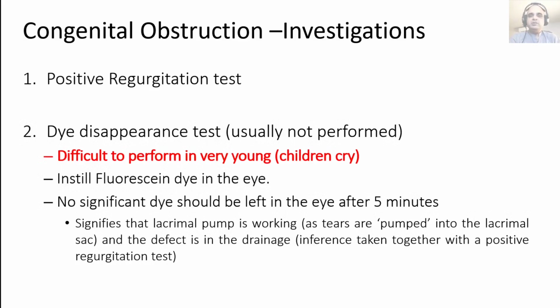The other thing that you can do in order to figure out, is this being caused by an actual block or a lacrimal pump failure? We talked about the lacrimal pump before, as to how it is crucial in pumping all of the tears into the lacrimal sac. And obviously, if you have a pump failure, tears won't move into the lacrimal sac. That can result in a negative regurgitation test, but just to be sure, in children, you can do a dye disappearance test, but it is not done. The reason it's not done is that it's very difficult to perform in young children.